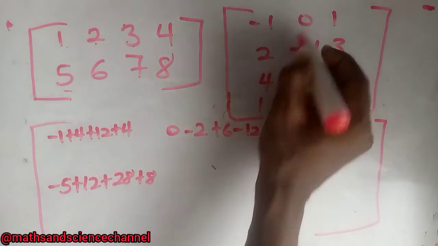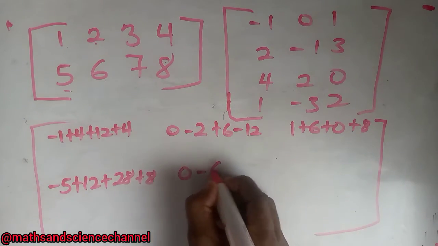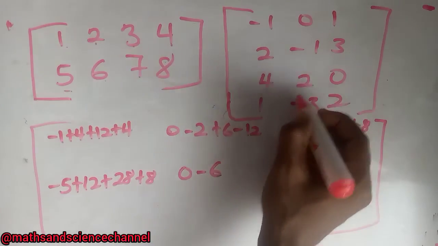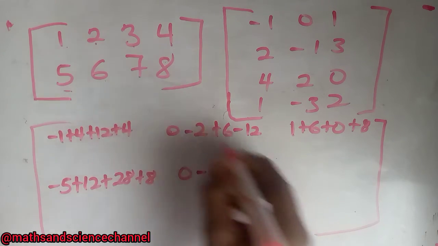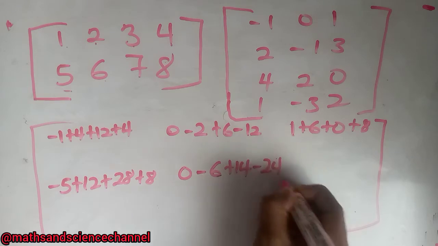We have 5 multiplies by 0, we have this to be 0. 6 multiplies by -1, we have -6. 7 multiplies by 2 here, we have this +14. We have 8 multiplies by -3 here, and we have this to be -24.